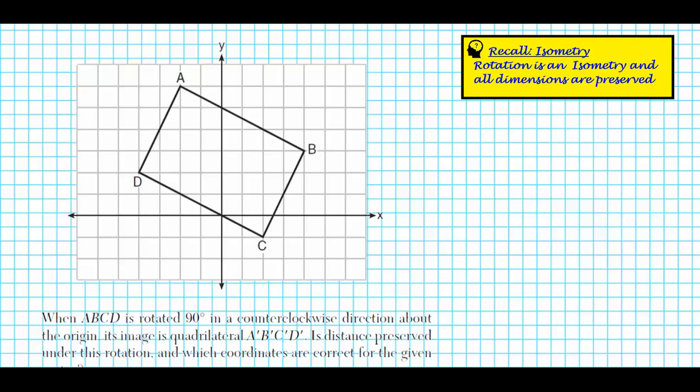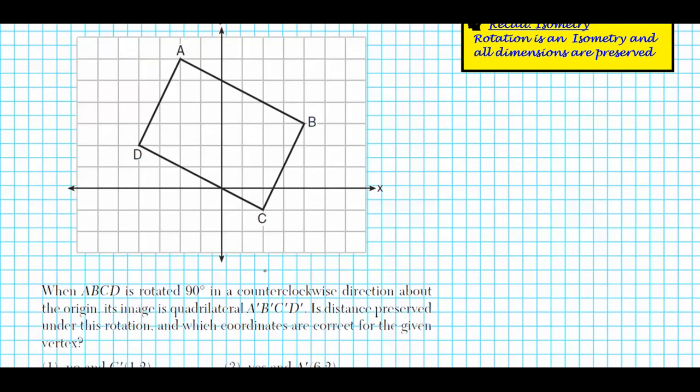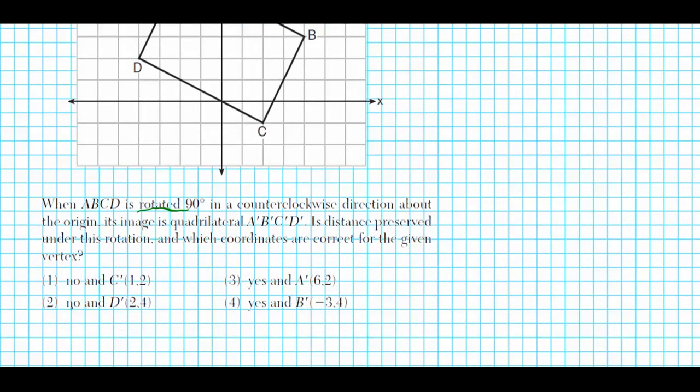Now, in this example here, we have a 90-degree rotation about the origin. Is that an isometry? The answer is yes, because rotations are isometries. So what does that mean? It means that distance is preserved. So let's look at the options we have. We can eliminate options 1 and 2 because they indicate that distance is not preserved. Now that we've narrowed it down, all we need to focus on is the transformation of coordinates A and B to A prime, B prime, and see which one is the correct one.